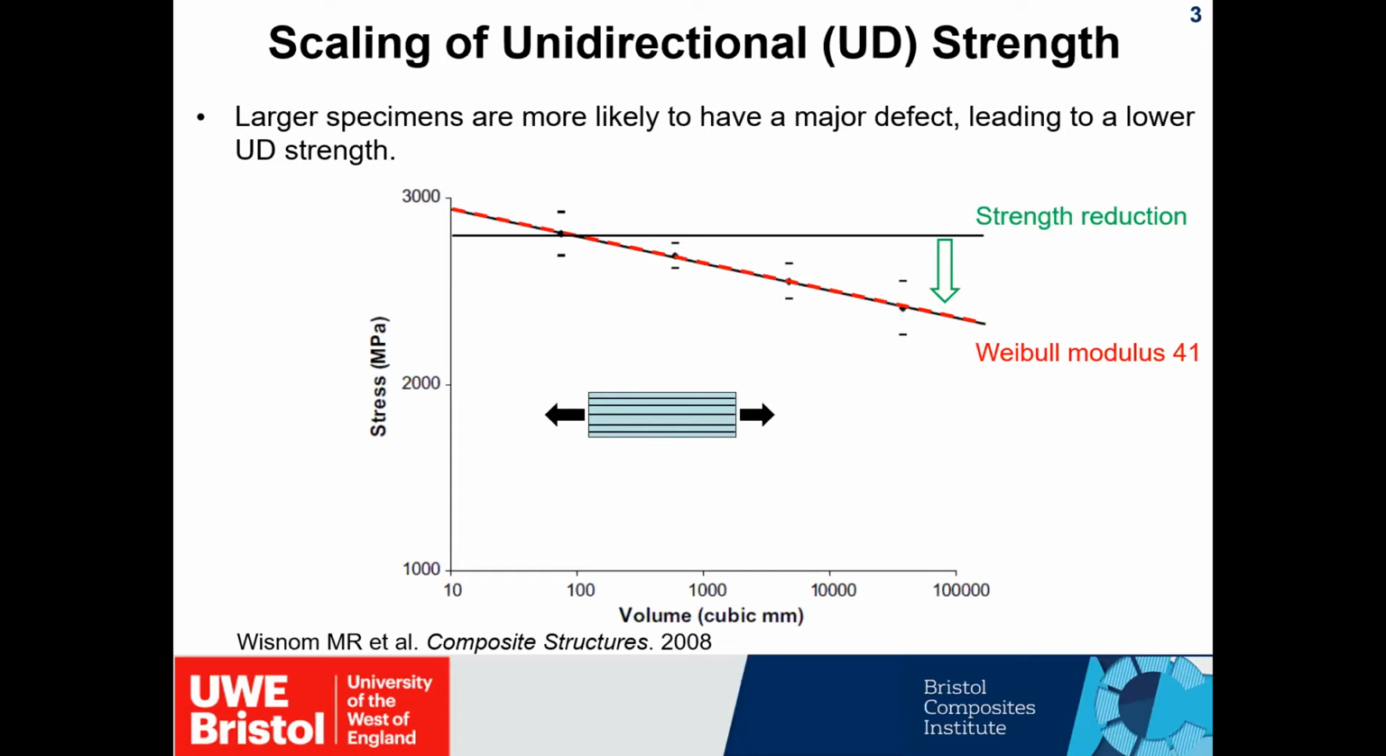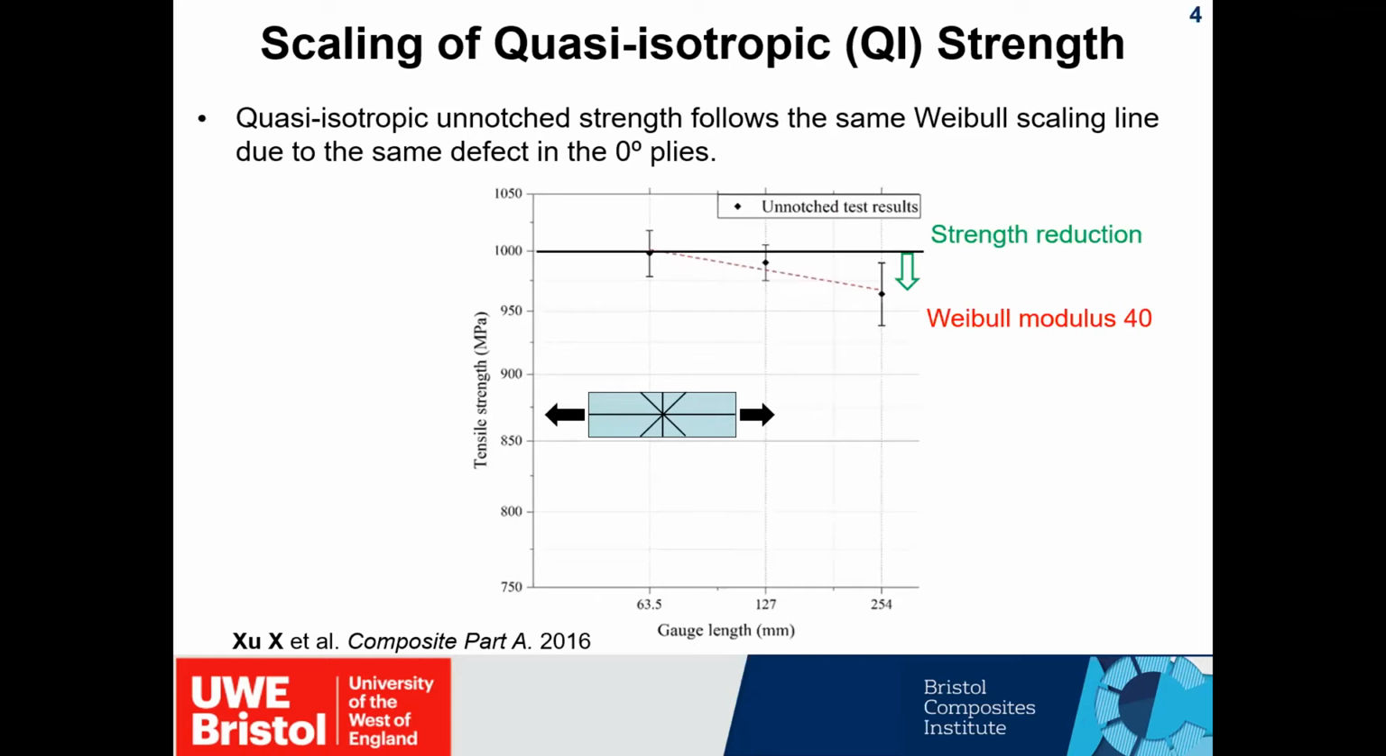So Michael and I tested quasi-isotropic laminates at Bristol Composites Institute. In this case, we only scale the gauge length, we fix the thickness and the width. Effectively, we are also scaling the volume. What we observe is the same scaling trend, which is governed by this Weibull modulus. It's very similar to the Weibull modulus of the UD strands. This is not very surprising because the failure of the quasi-isotropic laminates, we believe, is controlled by the same defects in the zero-degree plies.